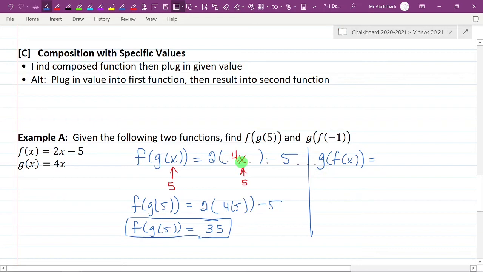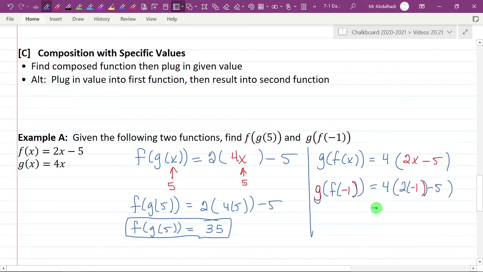Outer function is 4x, so we're going to write 4 blank. Okay. Now, we're going to plug in the inner function, which is f of x, which is 2x minus 5, here. Now, to find g of f of negative 1, we're going to plug in a negative 1 for each x, and we'll simplify. PEMDAS says work in the parentheses first. So inside the parentheses, we have 2 times negative 1, which is negative 2, minus 5 is negative 7, and negative 7 times 4 is negative 28. And that's g of f of negative 1.